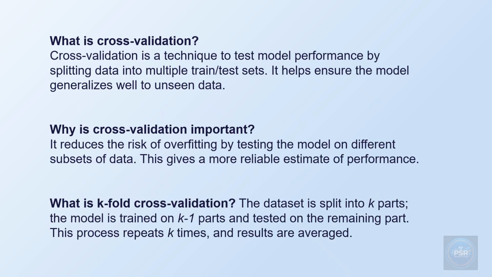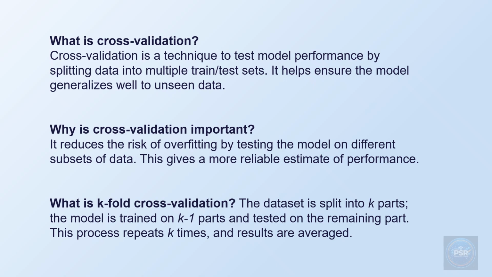What is cross-validation? Cross-validation is a technique to test model performance by splitting data into multiple train and test sets. It helps ensure the model generalizes well to unseen data. Why is cross-validation important? It reduces the risk of overfitting by testing the model on different subsets of data. This gives a more reliable estimate of performance.